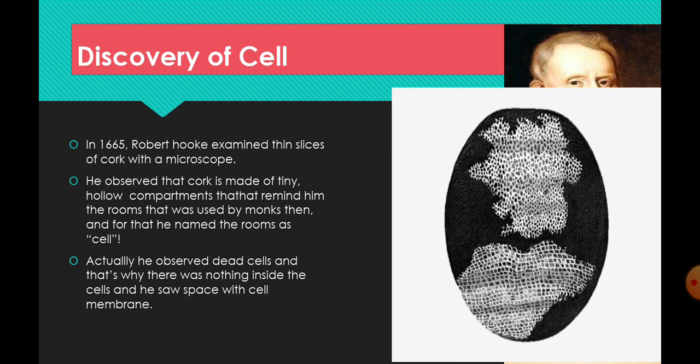This figure reflects the observation of Robert Hooke, and you can see here some small rooms that he observed. And actually he observed dead cells, and that's why there was nothing inside the cells, and he saw space within the cell membrane.